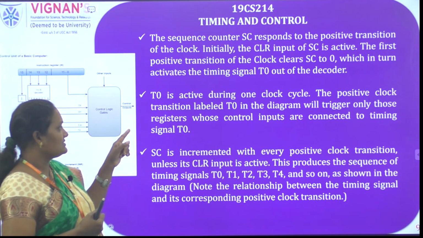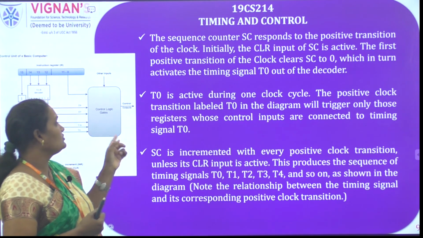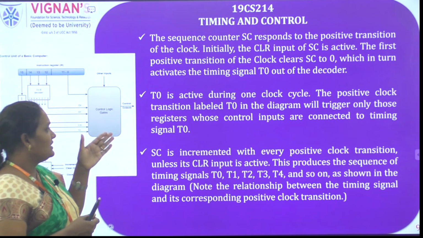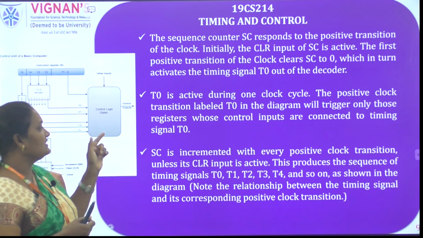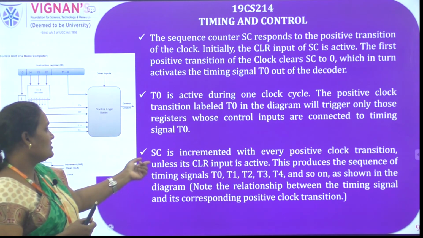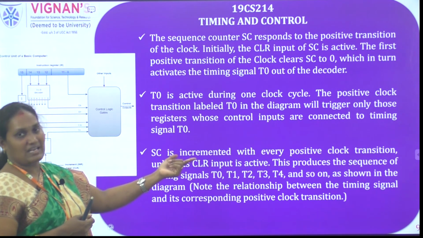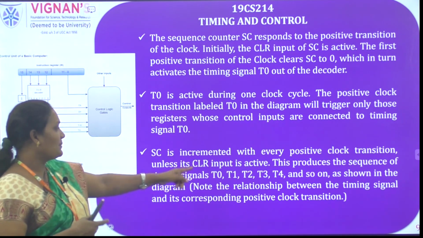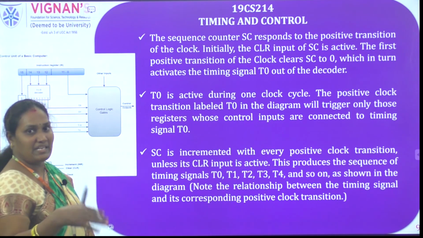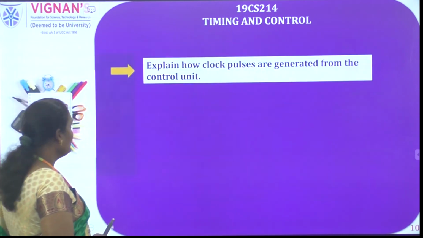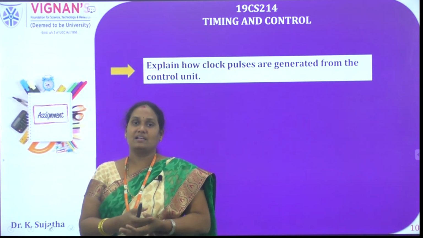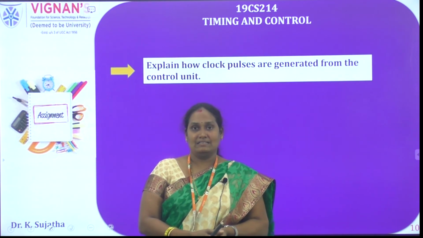The positive clock transition labeled T0 in the diagram will trigger only those registers whose control inputs are connected to the timing signal T0. That is, those for which T0 is applied to the control inputs will be triggered. Now, the sequence counter is incremented with every positive clock transition to generate the clock pulses T1, T2, T3, T4 and so on. Like that, by the incrementation, the clock pulses can be generated. Now I hope that you all understood how the basic control unit works in generating the clock pulses.